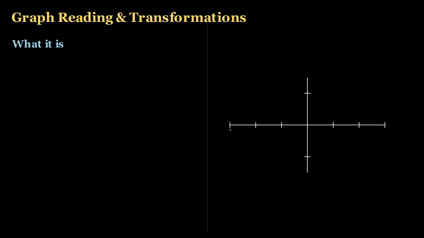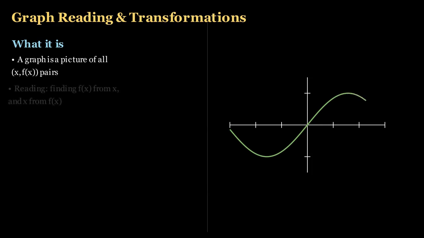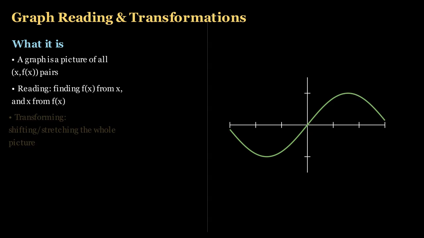A function is a rule that takes an input x and gives an output f of x. We can write it as a formula, but a graph turns that rule into a picture. It plots every input-output pair as a point on a flat surface, with the input along the horizontal axis and the output up the vertical axis.